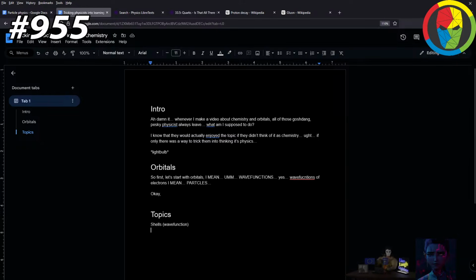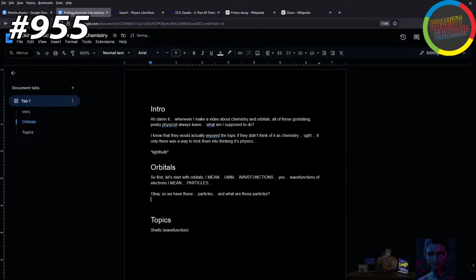Okay, so orbitals, right? Wave function. I mean, particles. Yeah, obviously we can't talk specifically about electrons. It's always just a particle. Okay. So we have these particles, and what are those particles? Well, obviously, excitations in their fields. Right. So we know.